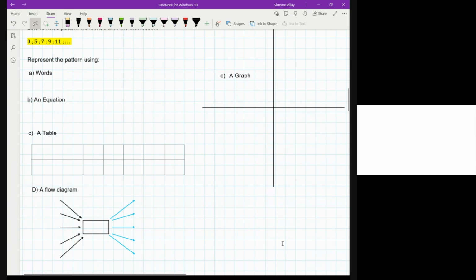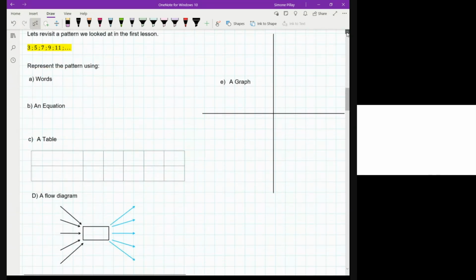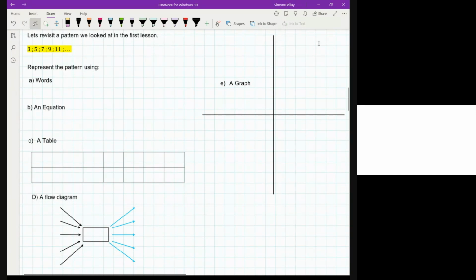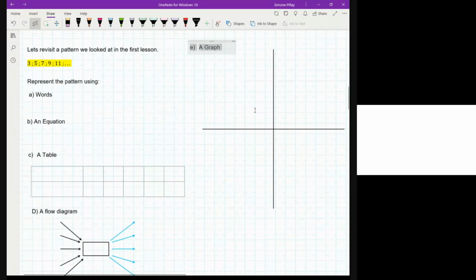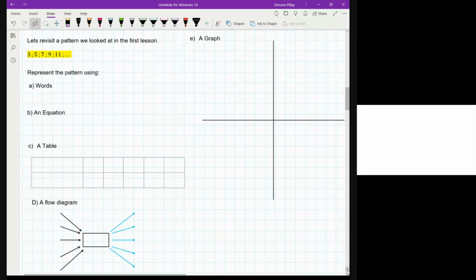I fixed it. So remember, guys, we have this one relationship, and maybe let me scroll up. It says, let's revisit a pattern we looked at in the first lesson of the series. So we have this pattern over here. It's 3, 5, 7, 9, and 11. We are now going to see how we can take this one relationship and represent it using everything we've learned about. We're going to represent it using words, using an equation, using a table, using a flow diagram, and then using a graph.